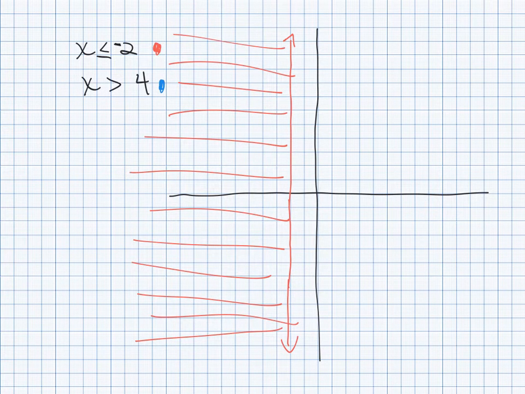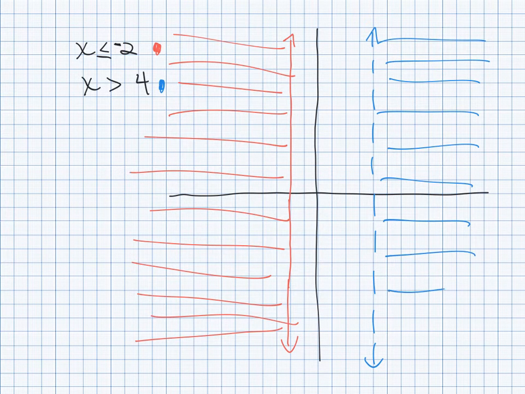And what about x greater than 4? That would be a vertical line at 4, and this will be dotted. And put arrows on it. And where is x greater than 4? To the right. So where is the intersection?